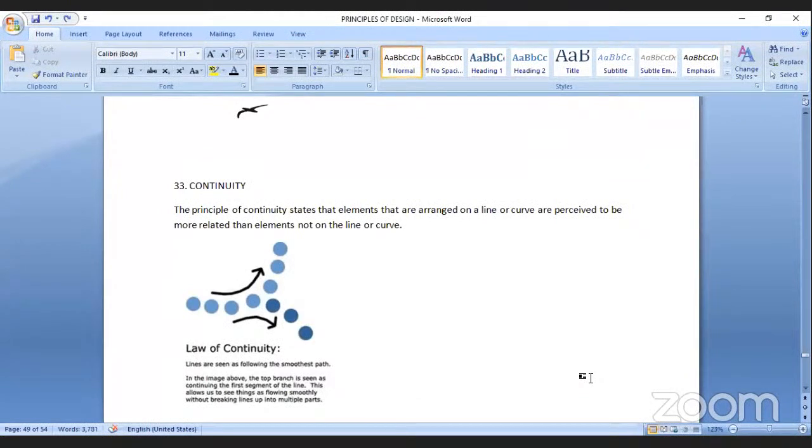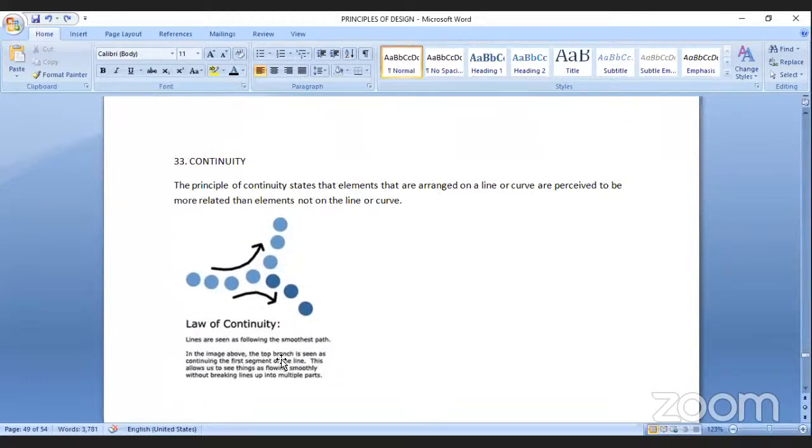Continuity. The principle of continuity states that elements that are arranged on a line or a curve are perceived to be more related than elements not in the line or curve. For example, this one. They are arranged in one curve. Color also plays an important part here, so they appear to be a group. Here, this also appears to be a group, though not in the same way as this one.